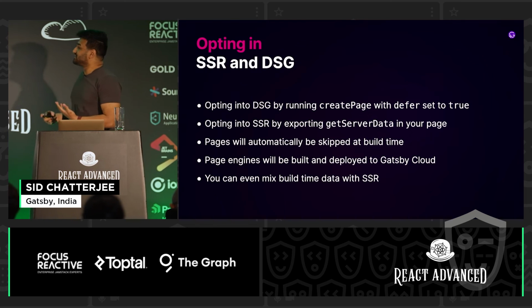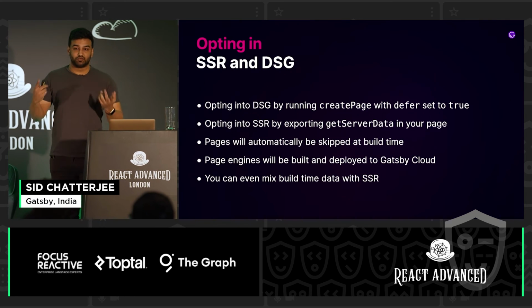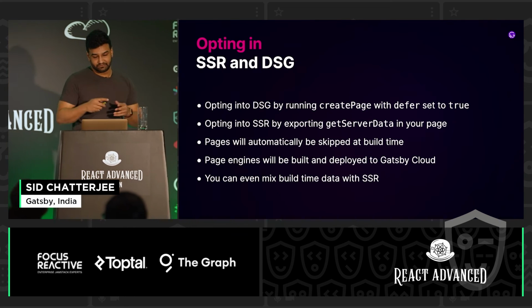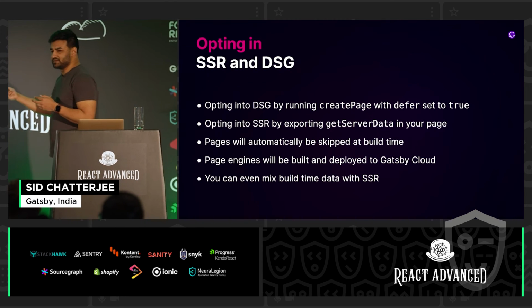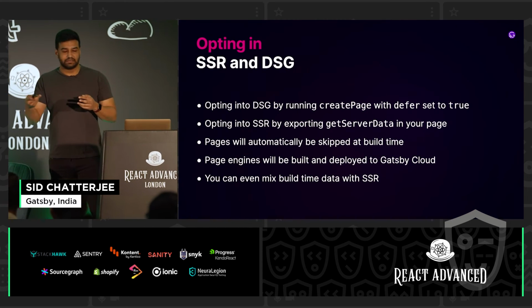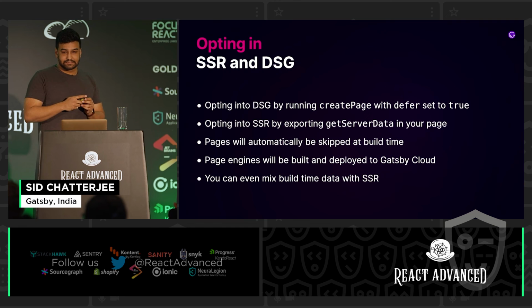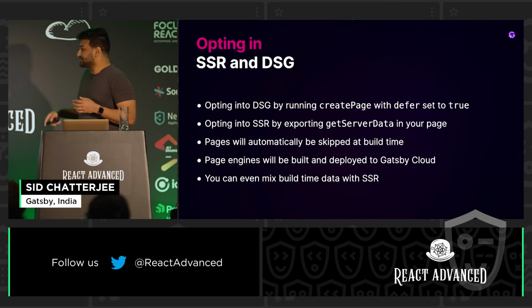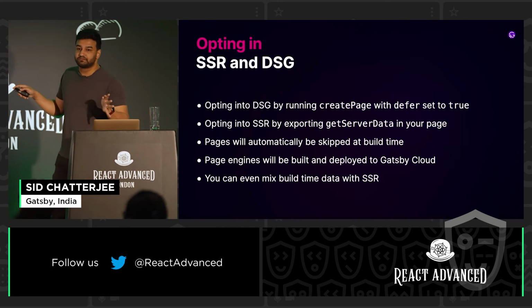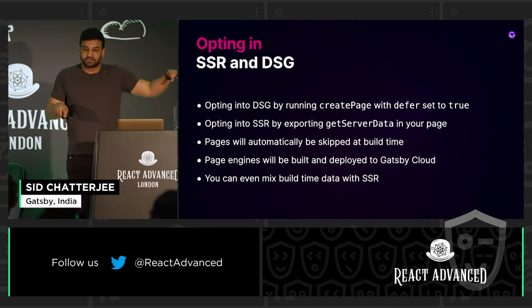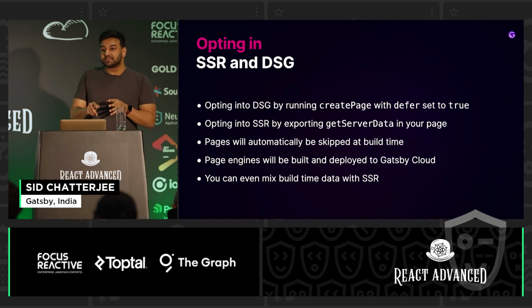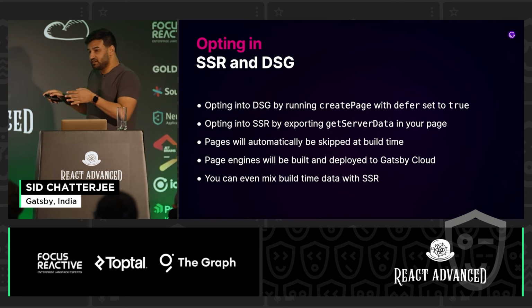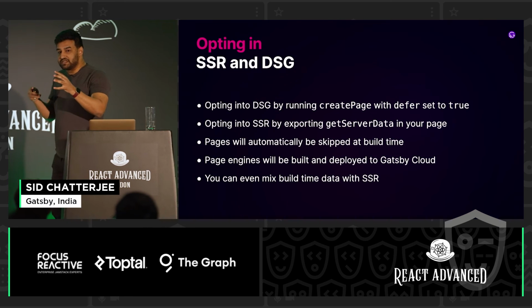Opting into SSR is similar. You export one function in your file. It's called getServerData. This is really similar to what Next does with getServerSideProps, I think. And the pages that you sort of opt in like this are automatically skipped at build time. So you don't need to do anything else. That all works, right? And it's all invalidated. Everything's taken care of. You can even mix some pages with SSR data and build time data.